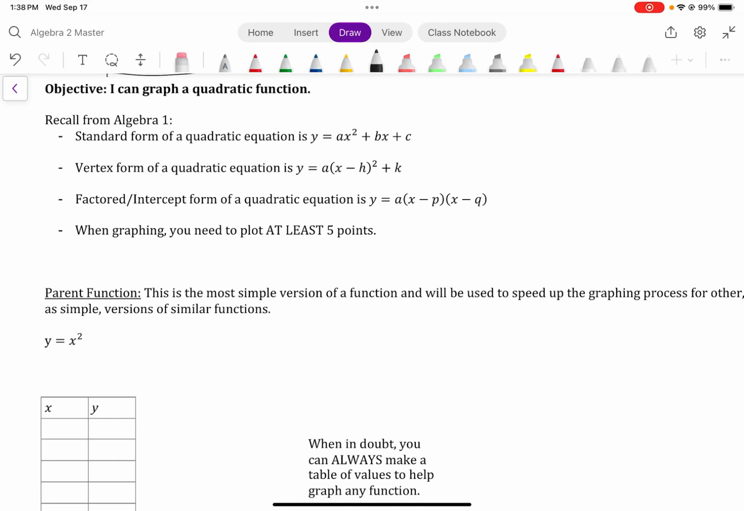In this video, we are going to start graphing quadratic equations. A lot of this is going to be review from Algebra 1, but we have a couple extra things we're going to do now in Algebra 2. So first, recall from Algebra 1 the different types of forms you could have.